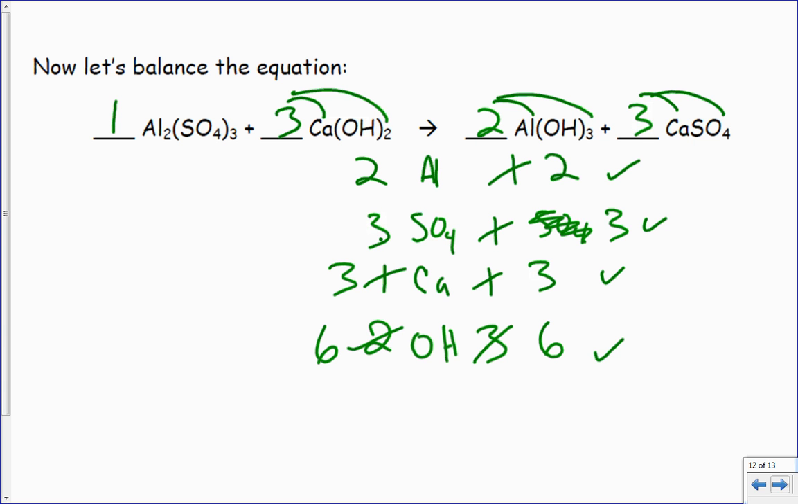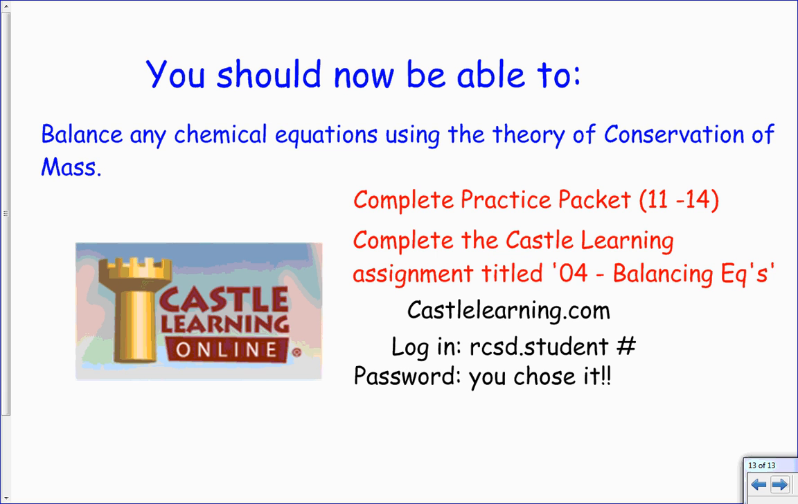So we need to move on to the practice packet. You can do pages 11 through 14. There's a lot of it. You need to do it. The balancing equations in the packet, don't forget that. You're going to find that those questions, you might catch some of the variety that I mentioned.